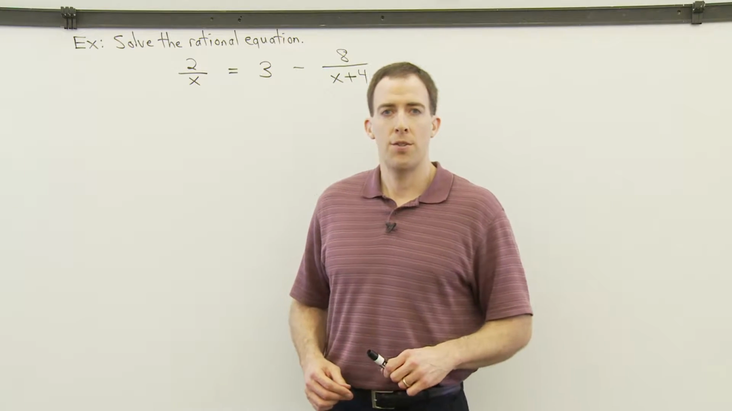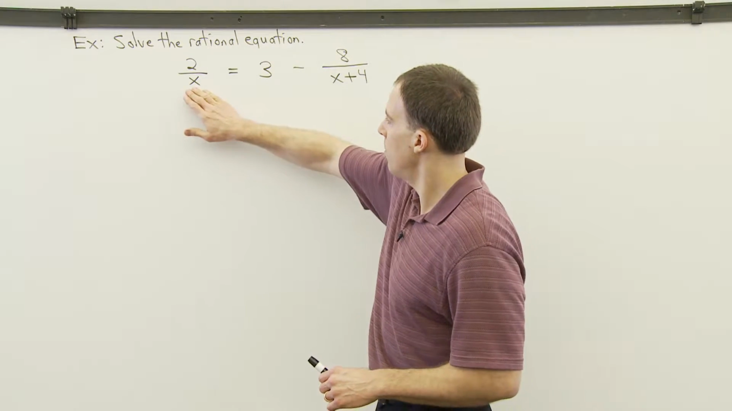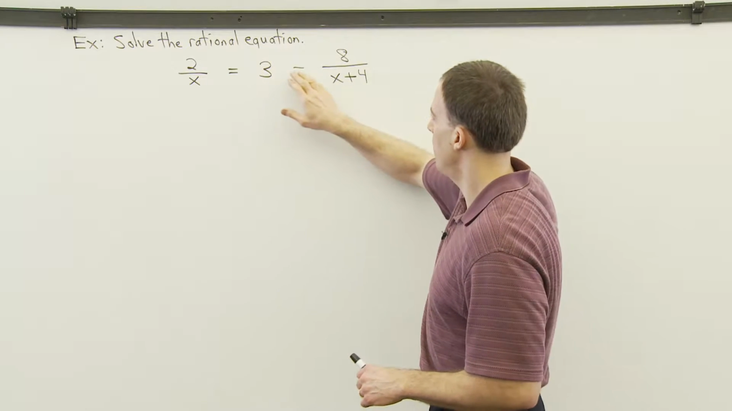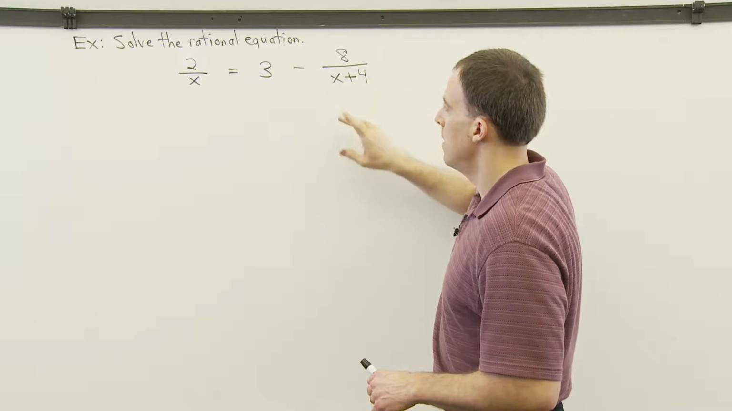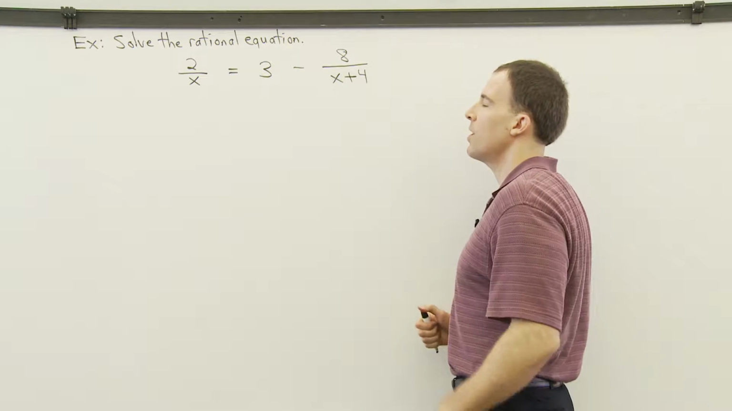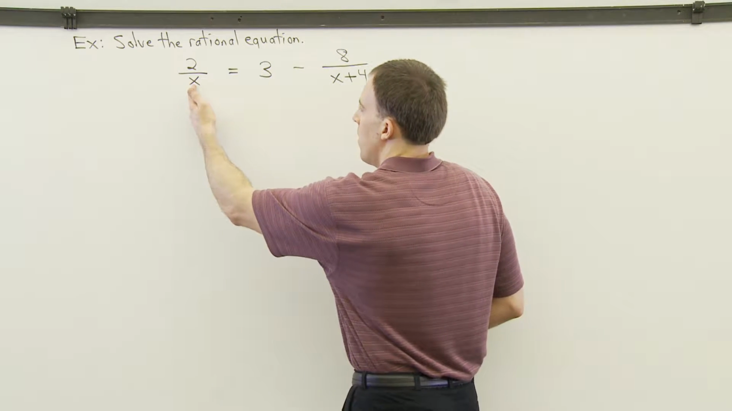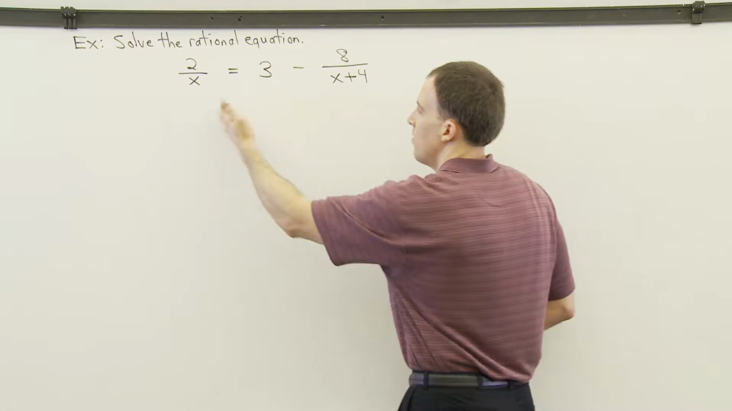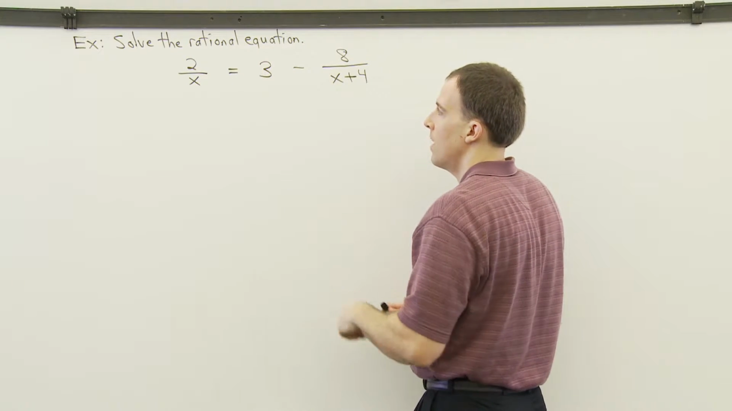In this example, we're asked to solve the rational equation. We've got 2 over x equals 3 minus 8 over x plus 4. The very first step in solving a rational equation is to make sure that all denominators are completely factored. And we just have 2 denominators here, the x and the x plus 4. Neither one of these denominators can be factored, so that step can be skipped.